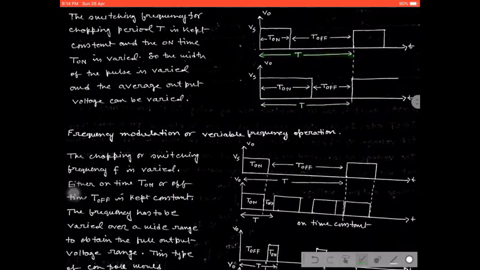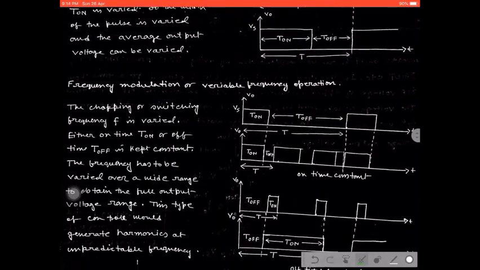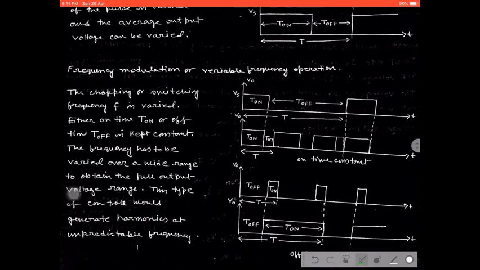Now think about the variable frequency operation, which is mentioned over here, or frequency modulation. Frequency modulation means we are changing the frequency.